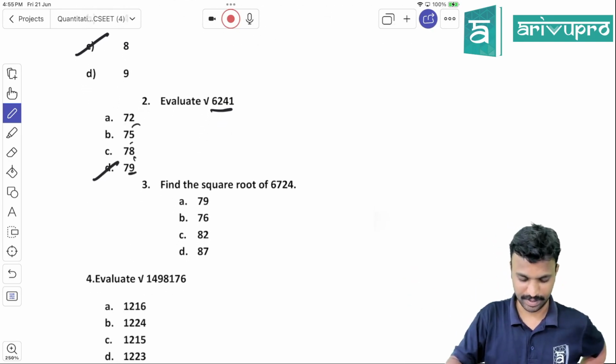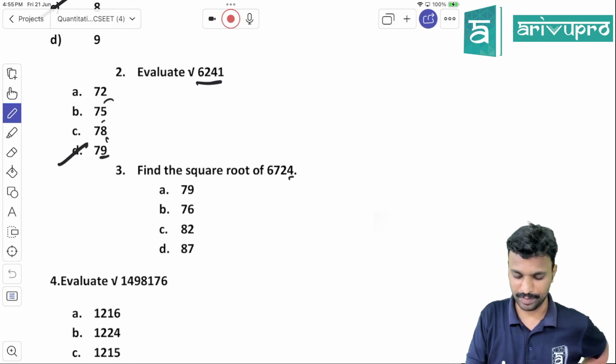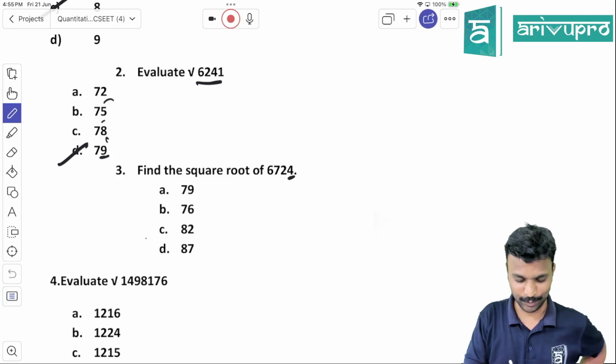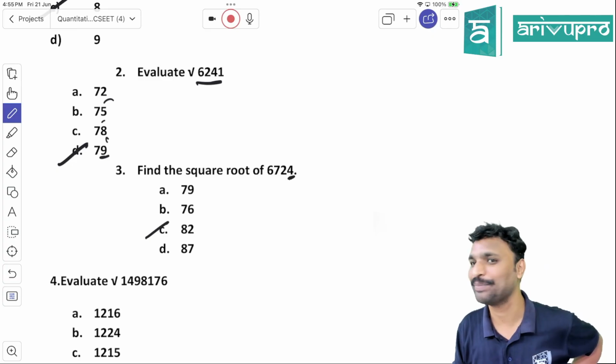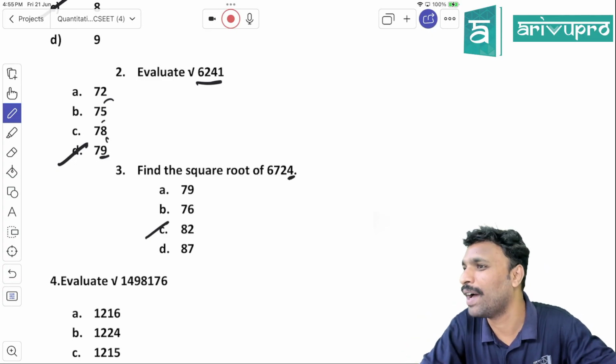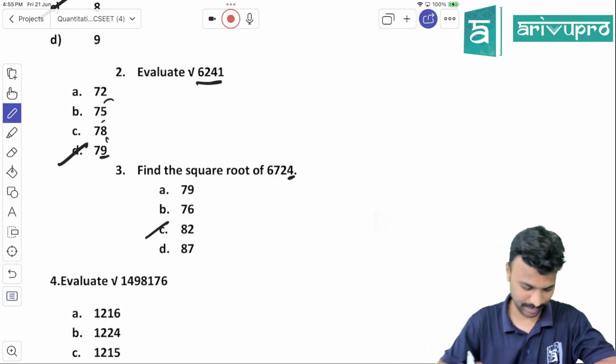Next. For 4, the root's units digit is either 2 or 8. You have only 2, so 82 is the answer. If you had 8, you would have to check. Understood?